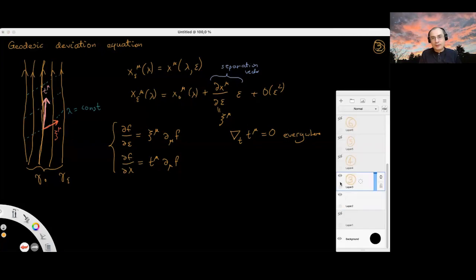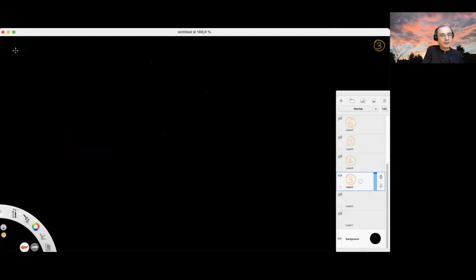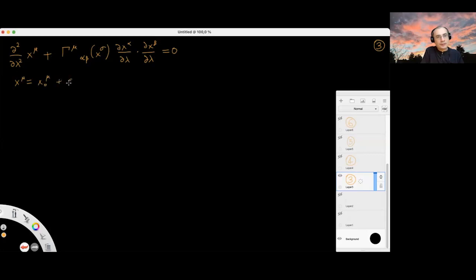In principle, we could try to mimic the approach from Newtonian gravity. Notice first of all that we have the geodesic equation written in our particular coordinate system: d squared x alpha over d lambda squared plus Christoffel symbol times dx beta over d lambda times dx gamma over d lambda, and this is equal to zero. And after that, substitute that x mu is our fiducial geodesic plus epsilon xi mu plus higher order terms. In that case, we would get d squared over d lambda squared of x naught mu plus epsilon. That's basically the standard perturbation theory applied coordinate-wise, without all this machinery of differential geometry we have derived during the last lecture.